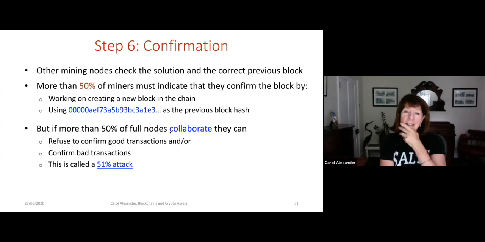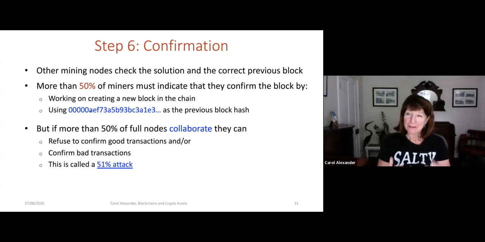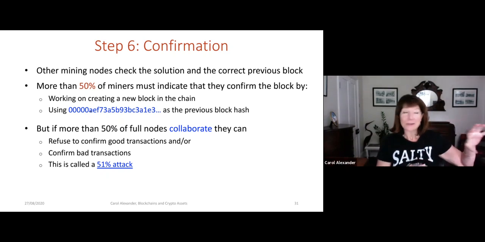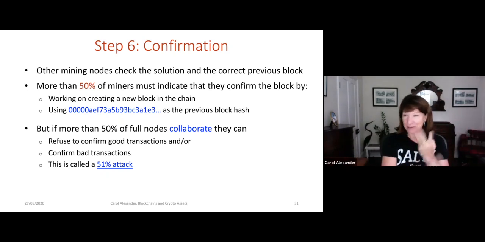More than 50% of the miners need to indicate that they've confirmed that all the transactions are valid by building on that block. And they're going to work on creating a new block in the chain using this 0000, this random hex that you found with lots of zeros when you hash the previous hash, the transaction root and another random hex.